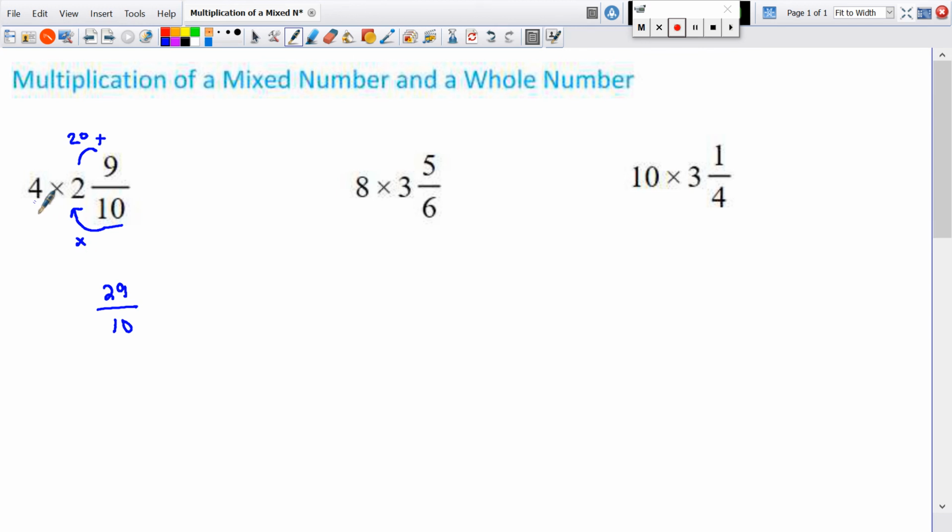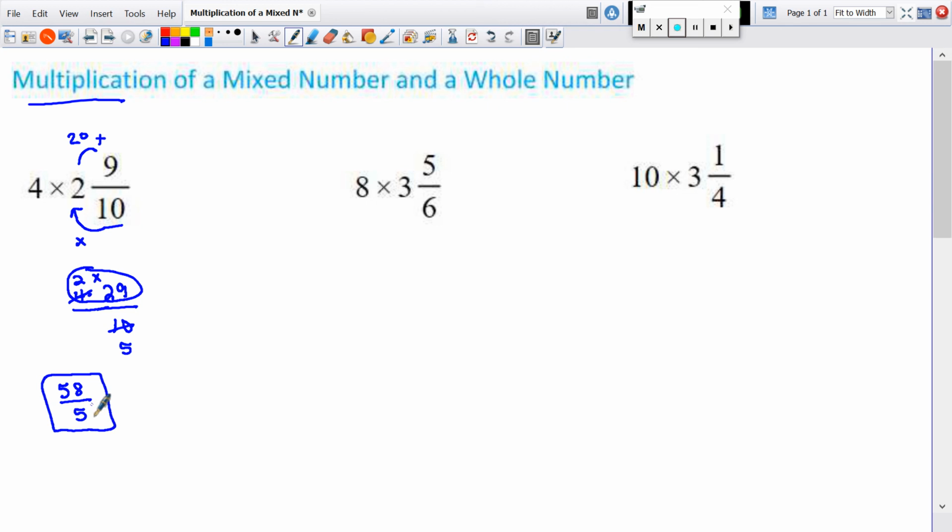Now this 4 that's out front that we're multiplying by in the original problem, you just pop it up in the numerator, pop it up top. Now before I actually divide this, I noticed that 4 and 10 can both be divided by 2, so if you can make your numbers smaller, it just helps. So I'm going to just cut both of those in half. So half of 4 is 2, and half of 10 is 5. So my denominator is going to be 5, and then the numerator I am multiplying here. So 2 times 29 is 58.